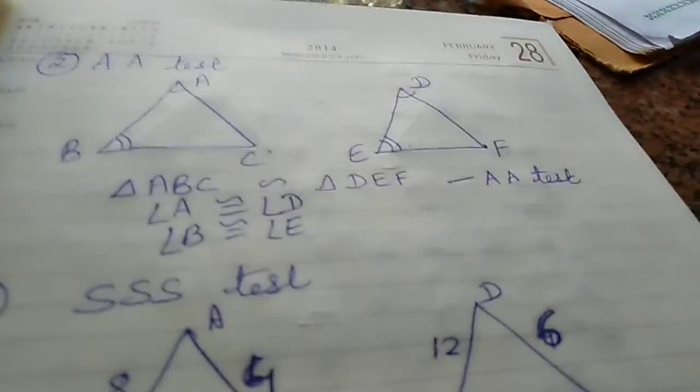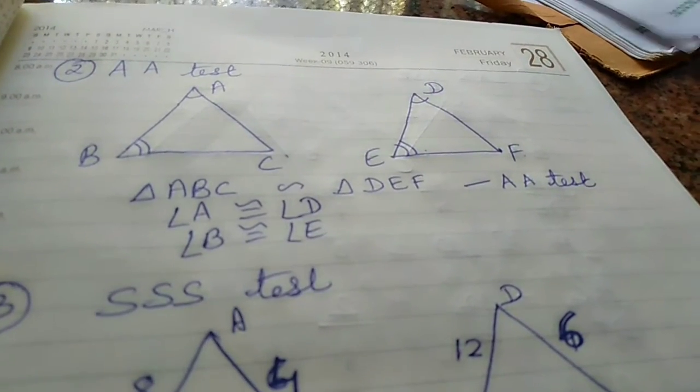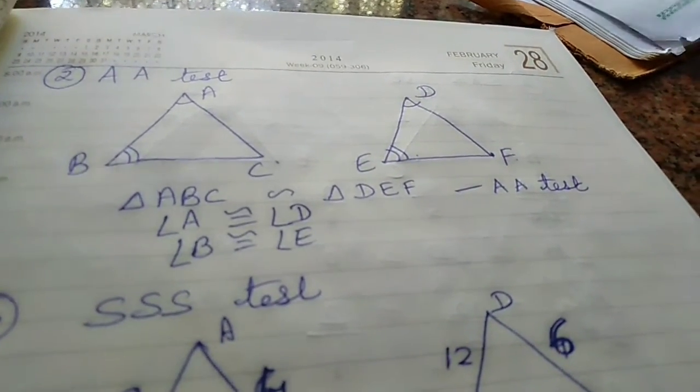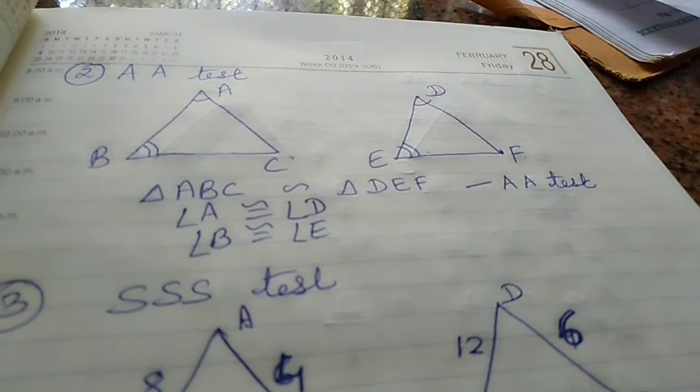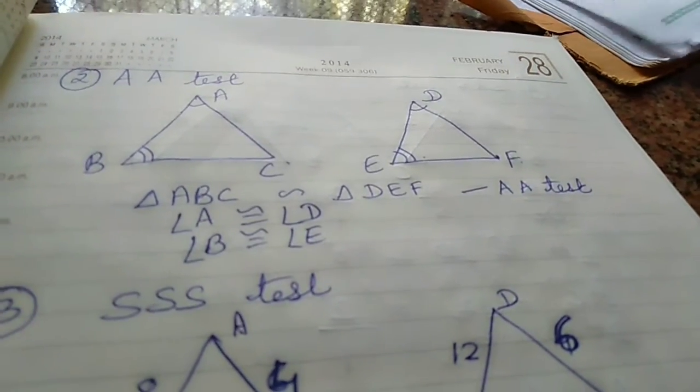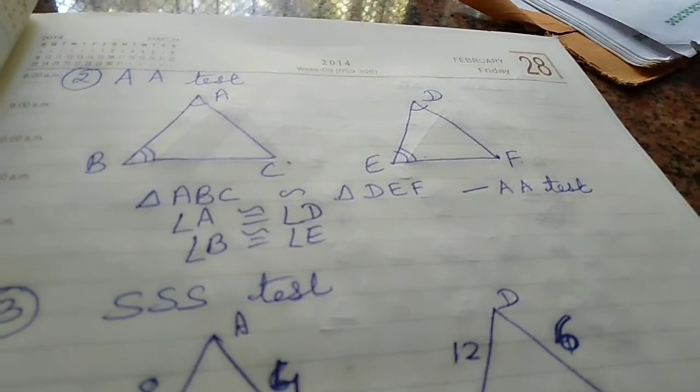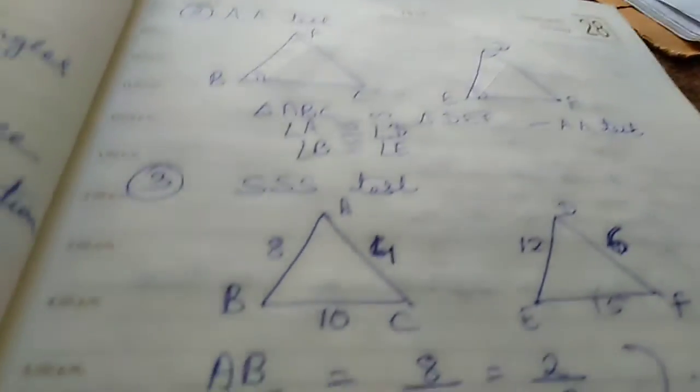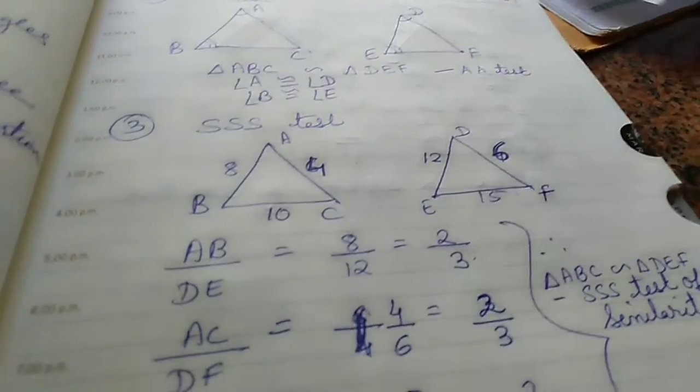Now triangle ABC is similar to triangle DEF by AA test. So even if two angles are given, you can write that it is the AA test. And if all the three angles are given congruent, you will write the AAA test. Next is the SSS test.